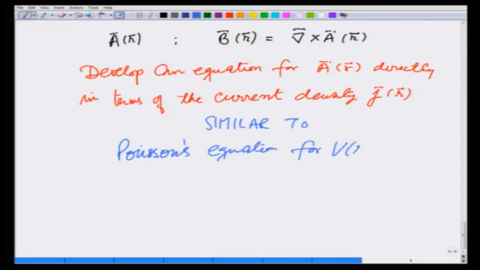for V(r), the electrostatic potential in terms of rho(r). And then if I can calculate A directly in an easier way than I calculate B and then take its curl to get B, that will be a good way of calculating B for a given current distribution. So, that is the motivation.